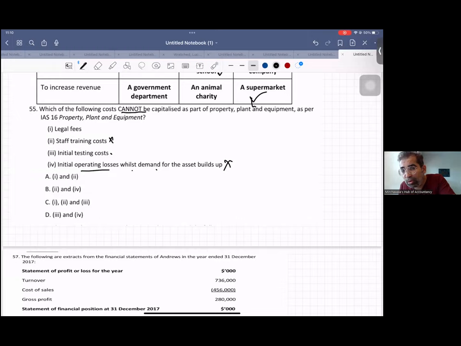So the point number four losses are because the demand is low, lack of customers. So there is nothing bad in the asset. The asset is already turned on. But point number three is different.